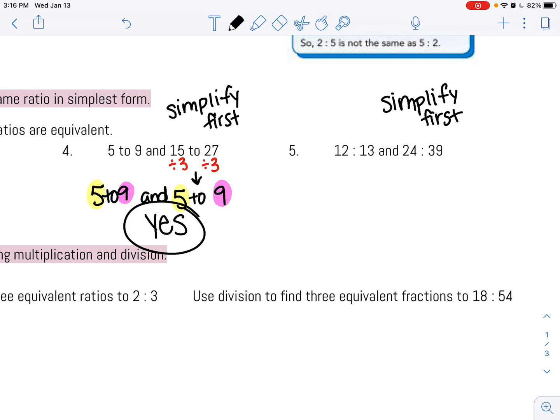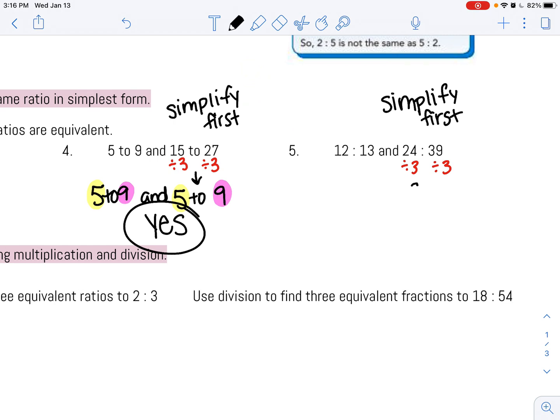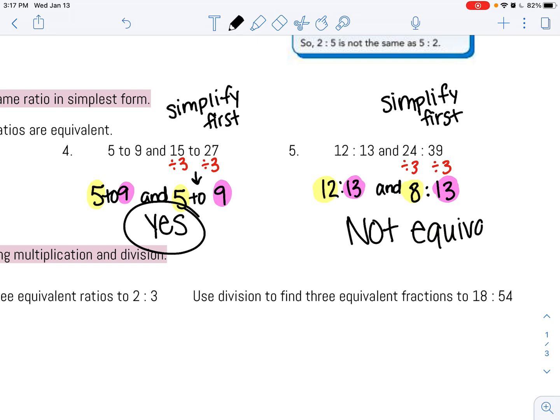They do. I could divide both of these by 3 to put it into its simplest form, in which I get 8 to 13. So I'm comparing 12 to 13 and 8 to 13. If I highlight and match up my numbers, my terms, I can fully decide if they are equivalent or not. I have 12 and 8, those don't match up. 13 and 13 match up, but because this 12 and 8 doesn't match up, we're going to say this is not equivalent.